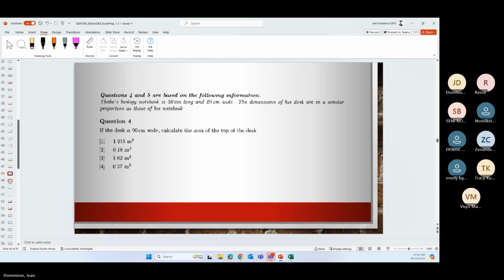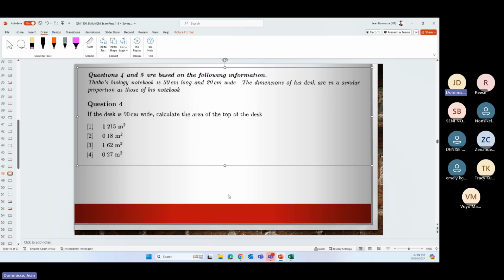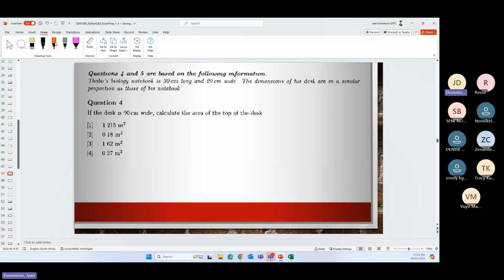So last 3 or 4 questions. So this now comes back to where we looked at measurements. So let's quickly look at this one. Talbot's biology notebook is 30 centimeters long, 20 centimeters wide.